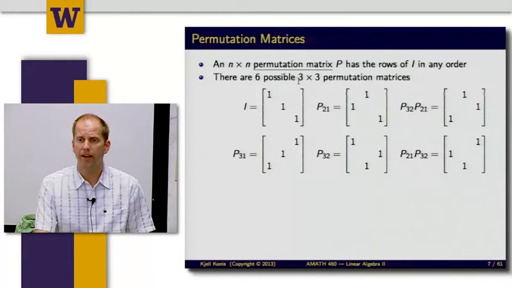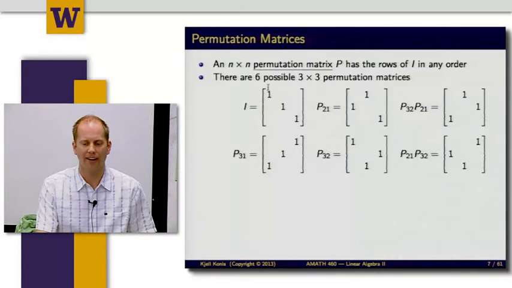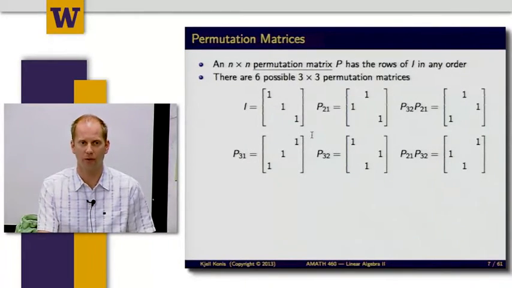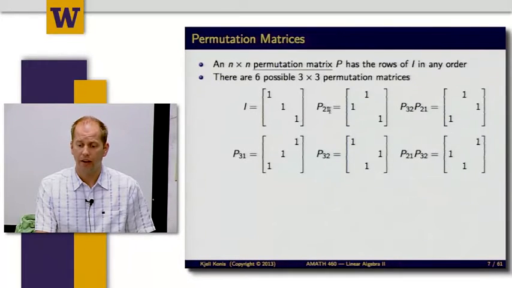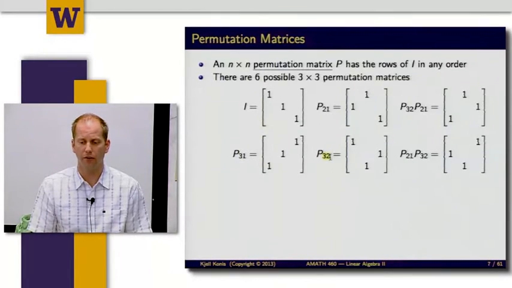And so for 3 by 3 matrices, there's 6 possible permutation matrices. One of the things I could get when I shuffle the rows around is I could just get the identity matrix back. So we actually are going to count that as a permutation matrix that says just put everything where it is. And then these other ones, the ones I've labeled P21, P13, and P32, what these matrices are going to do when I multiply is just swap rows.